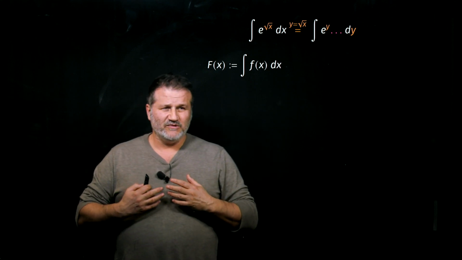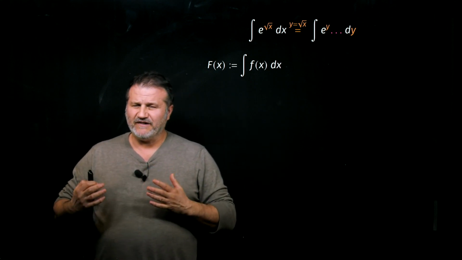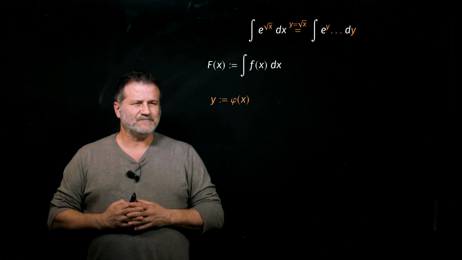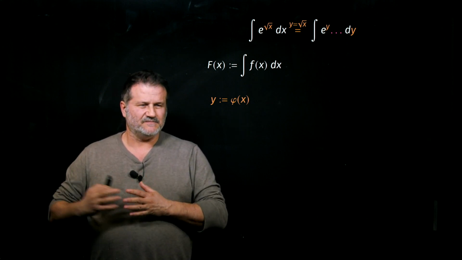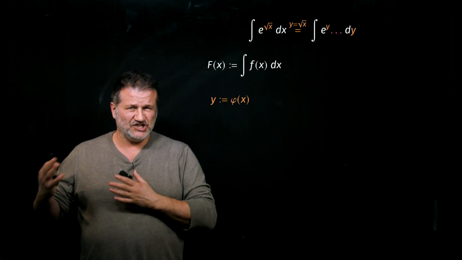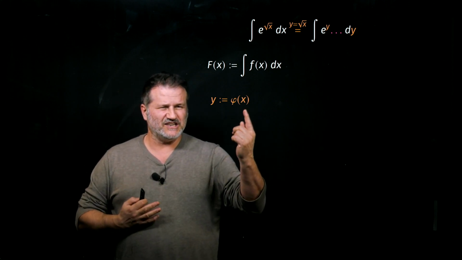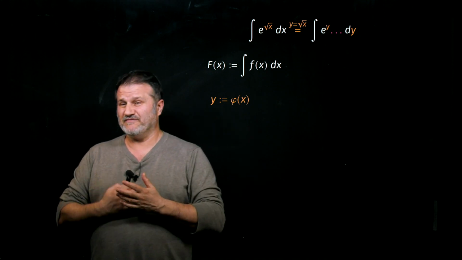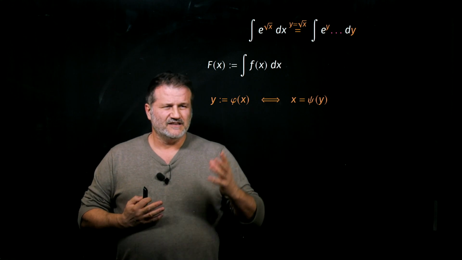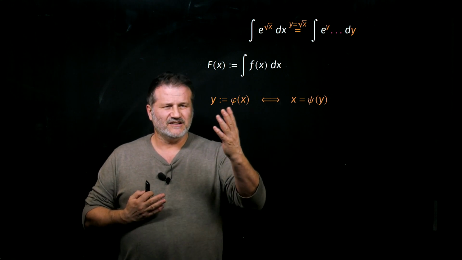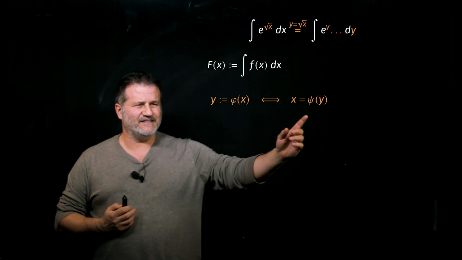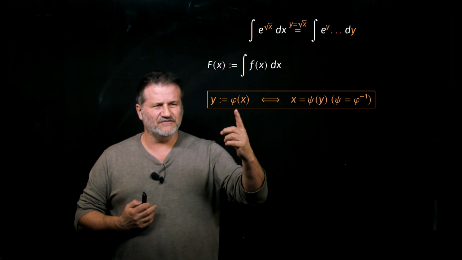Suppose that we think that introducing a new variable y, which is defined through a certain function of x, the calculation gets easier. Now, when we say y equals phi of x is a change of variable, we mean that to each x it corresponds a y, but also vice versa. To each y it should correspond an x. So formally, this means that this correspondence, x to y, is a bijection. So it's invertible, and in fact, this function is nothing but the inverse of this one.